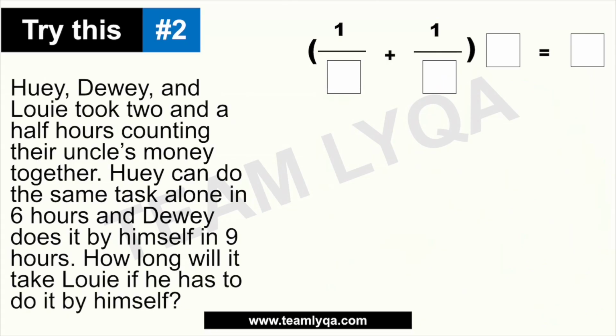It says when they are together, they took 2.5 hours counting their uncle's money together. So that 2.5, we'll put it here. Then next, it says Huey can do the same task by himself, alone, in 6 hours. Now, if you notice, Huey is the first one, Dewey is the second, the 9 hours. But what's missing is Louie's.